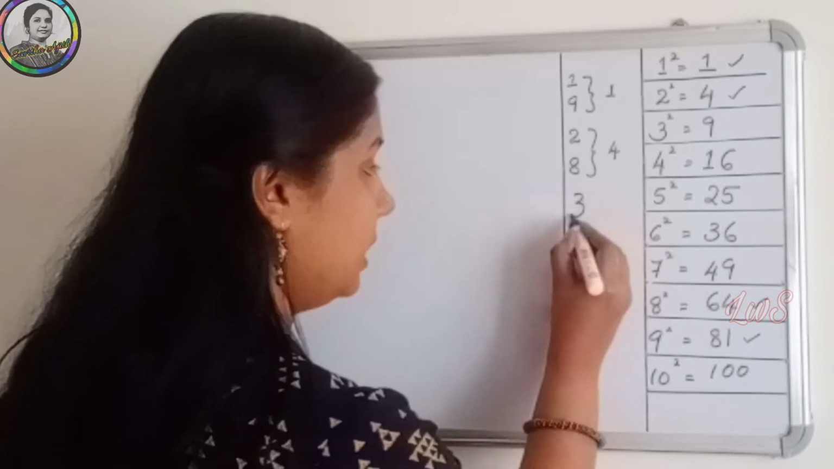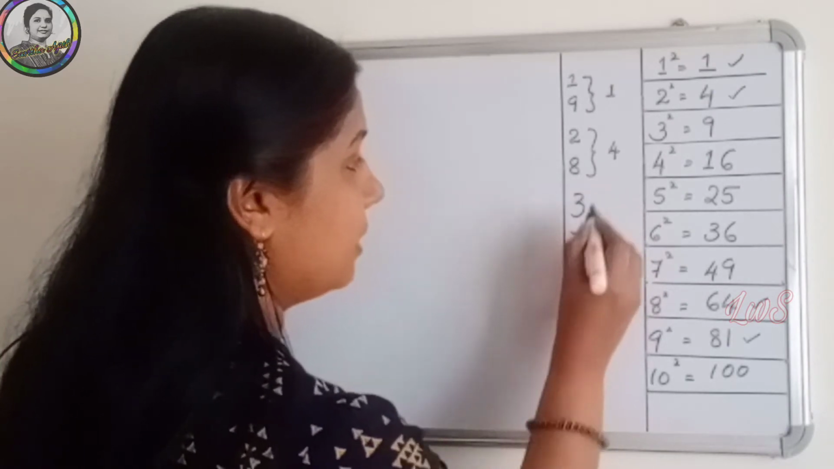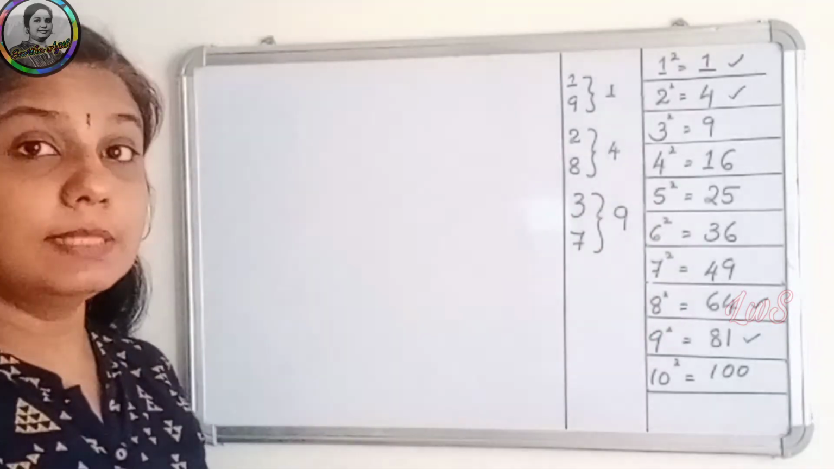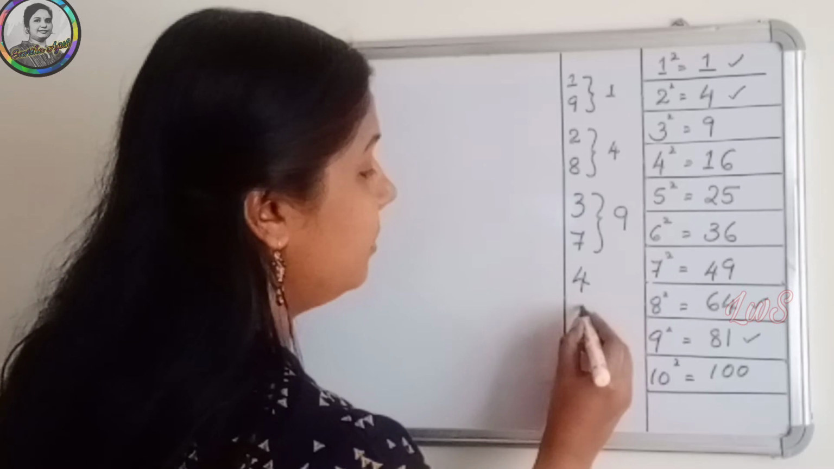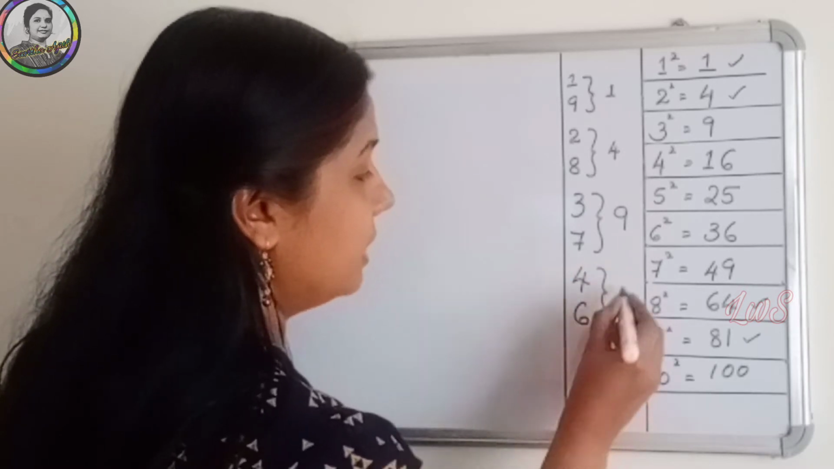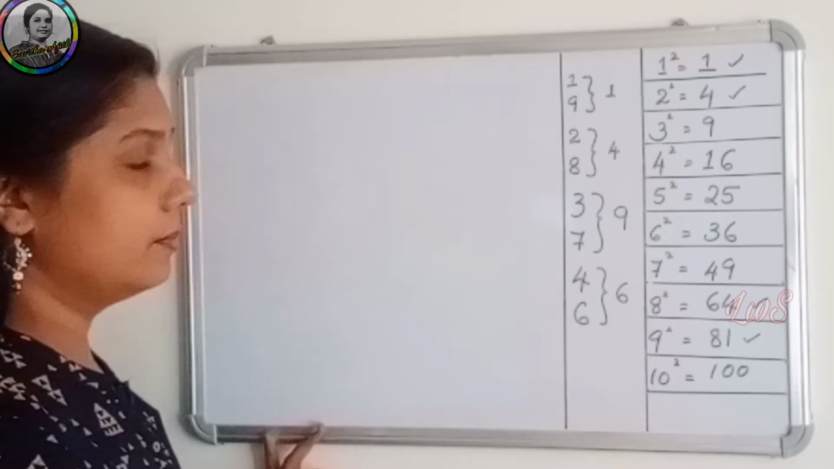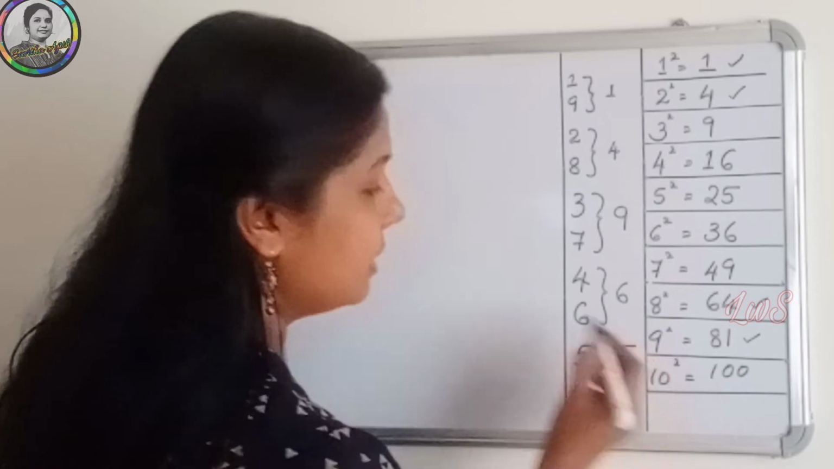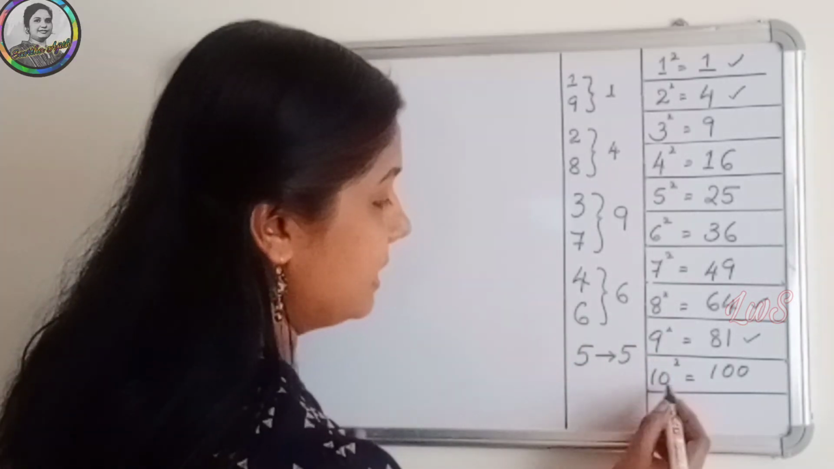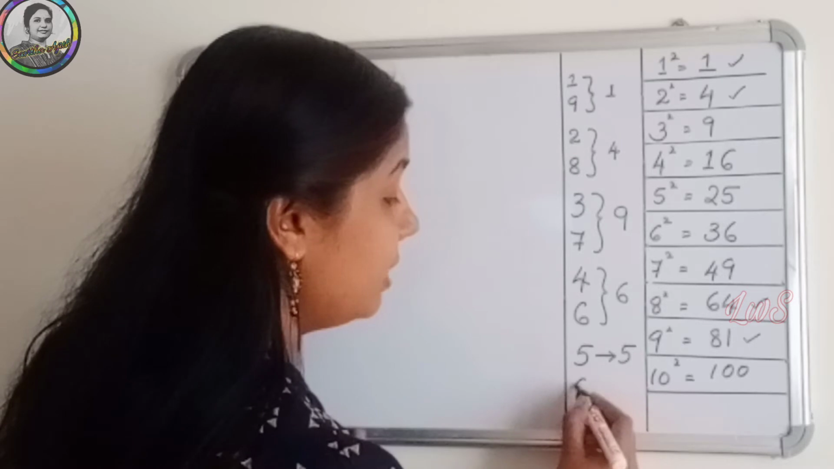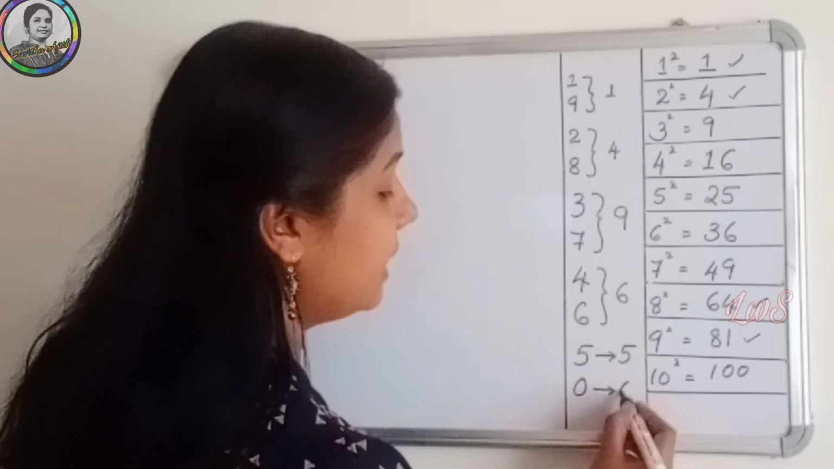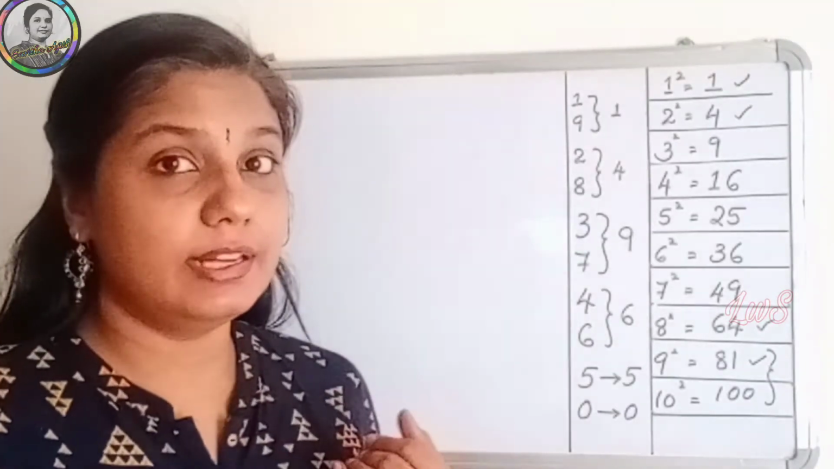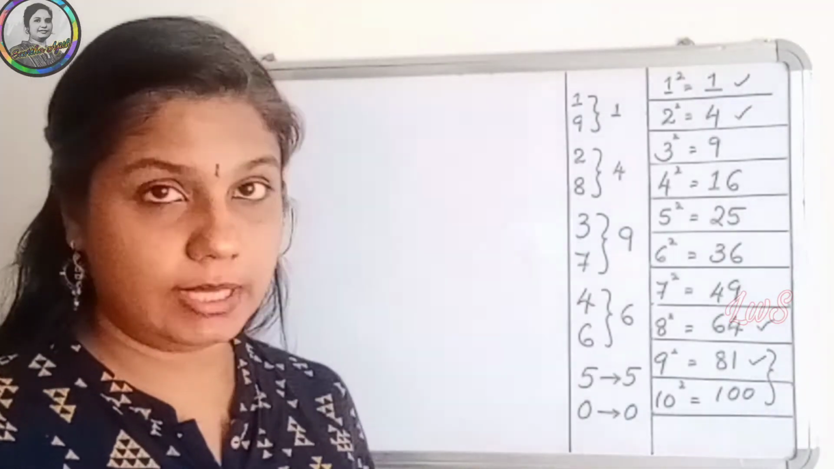Now we take 3 and its complement 7. Both have 9 as the units place. 4 and its complement 6 have 6 in the units place. Now we have one more, 5, which has 5 in its units place. Now the last one is 10. So if a square has 0 in its units place, then its square root will have 0 in its units place. Now the question arises, why should we keep all these in our mind?